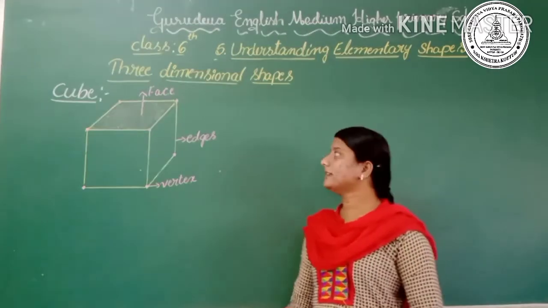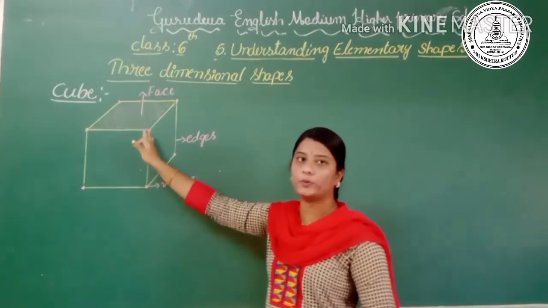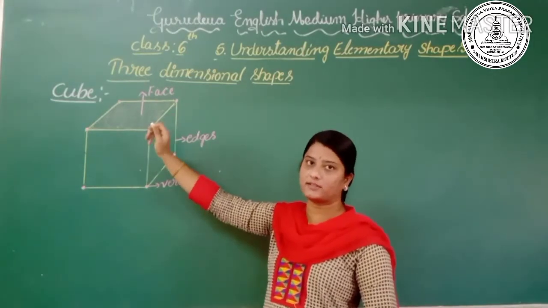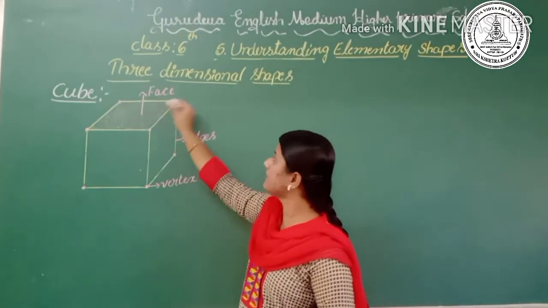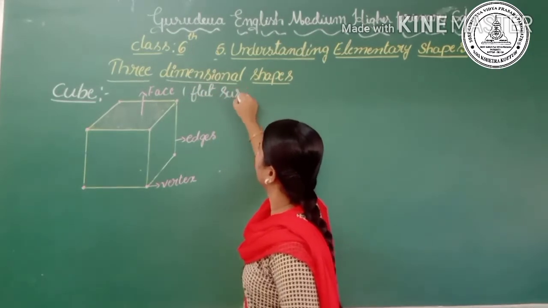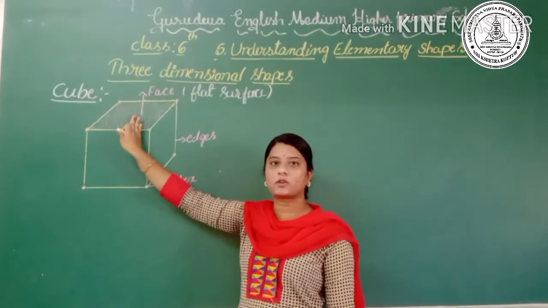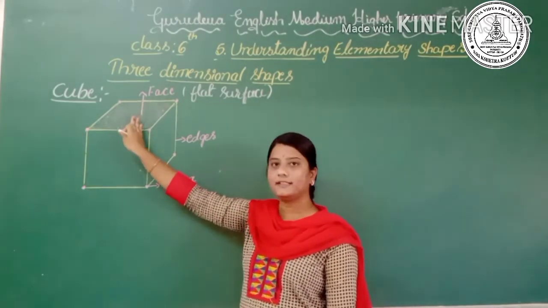What do we mean by a face? The flat surface of the cube is called its face. It's a flat surface. The flat surface of the cube is called its face.